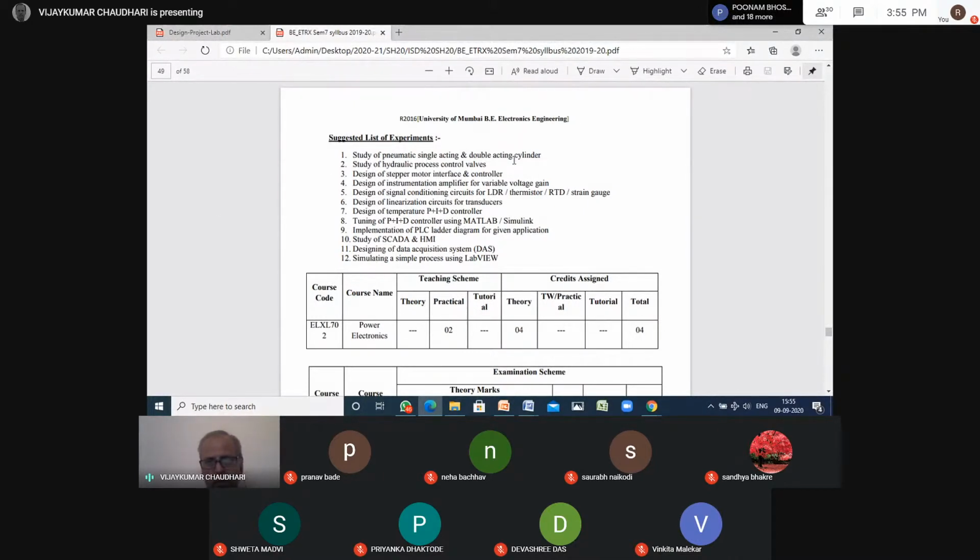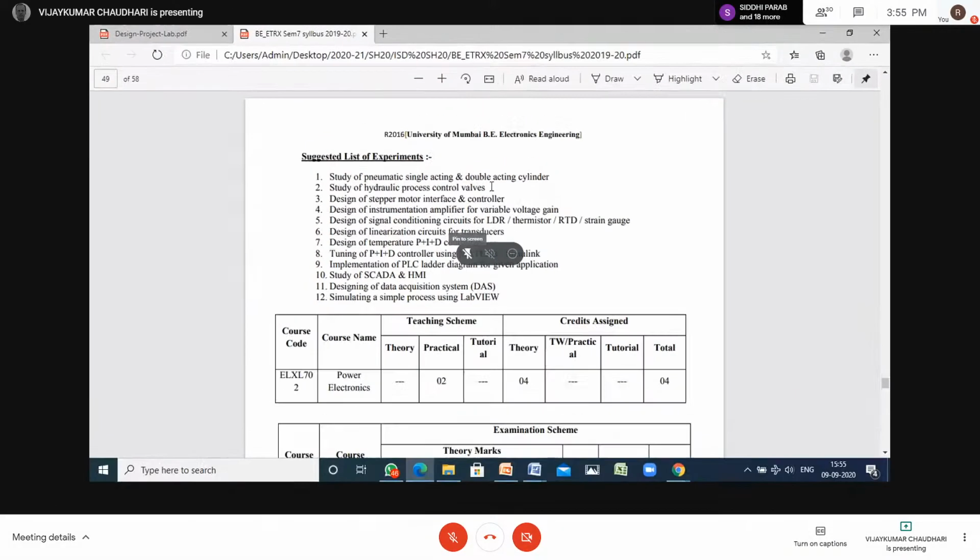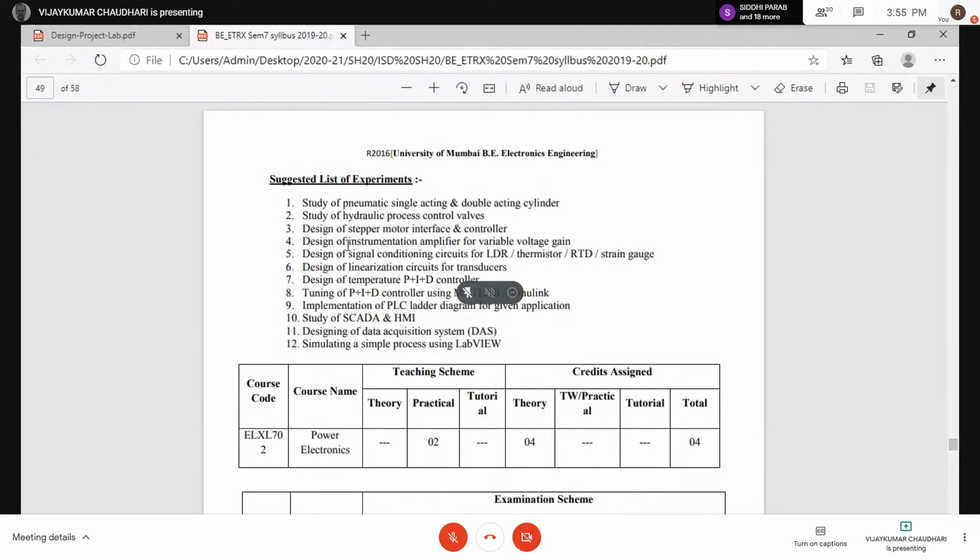Study of pneumatic single acting and double acting cylinders, that we have already taken. Study of hydraulic process control valves and circuits, that is also covered. Design of stepper motor interface circuit and controllers, that let us see. Then design of instrumentation amplifier with variable voltage gain, that today we design and next practical we will be simulating it. Signal conditioning circuit for LDR, thermistor, RTD or strain gauge. Design of linearization circuit for transistors. PID tuning experiments will be done using MATLAB and simulation.